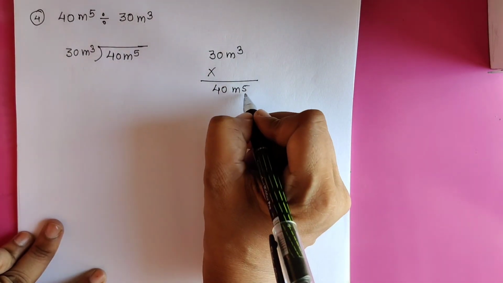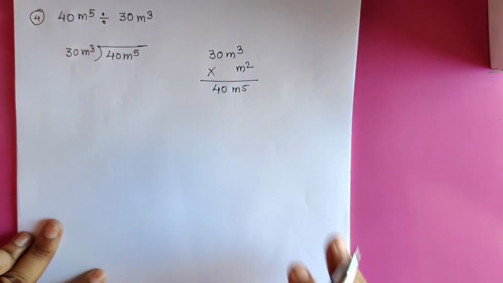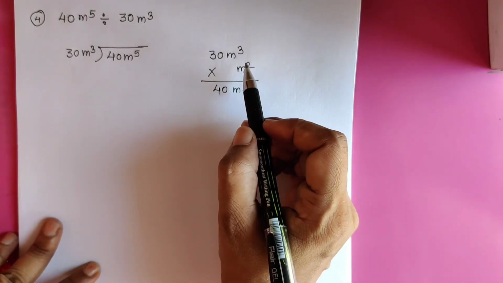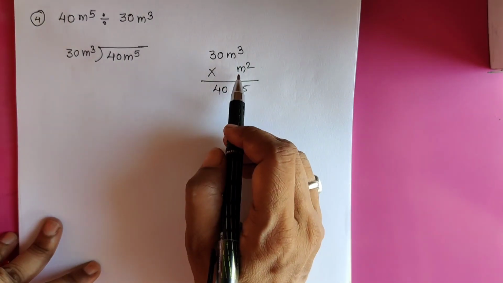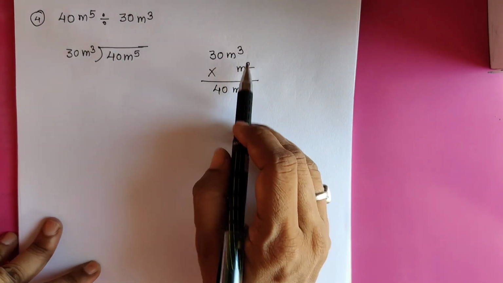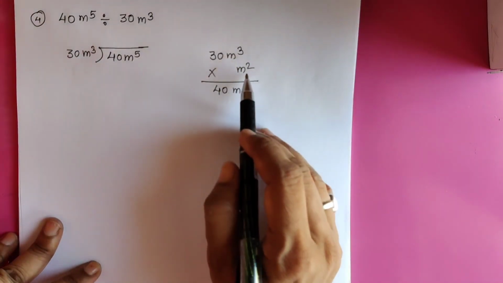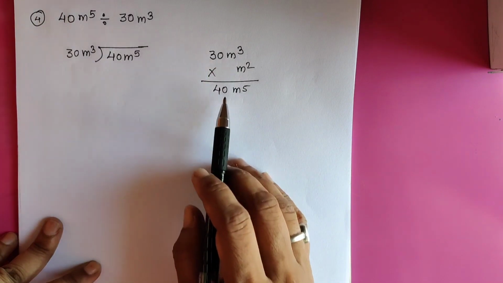Now m cube and m5 is there. M cube multiplied by m square gives m raised to 5, we all know that. That is very easy. 3 plus 2 we have to add indices. When we multiply the two variables, we have to add the indices when the base is common. So base we write one time and we have to add indices. 3 plus 2 is 5. So m cube multiplied by m square is m raised to 5. We all know that. Now 30 multiplied by which number?